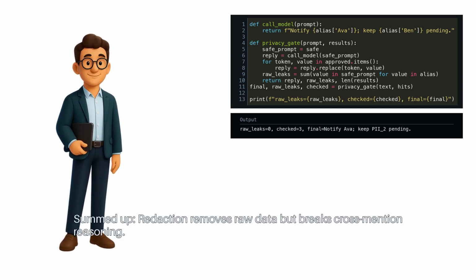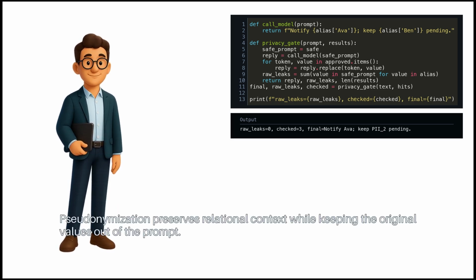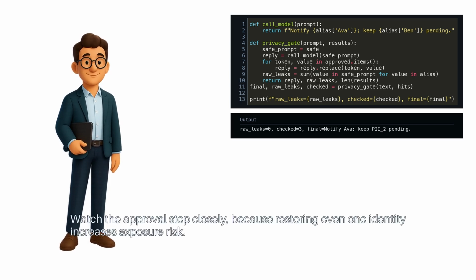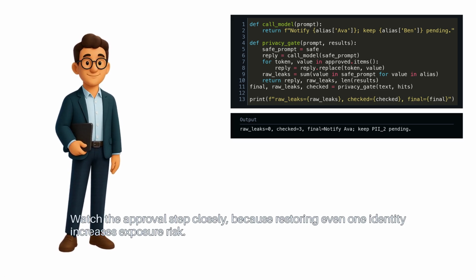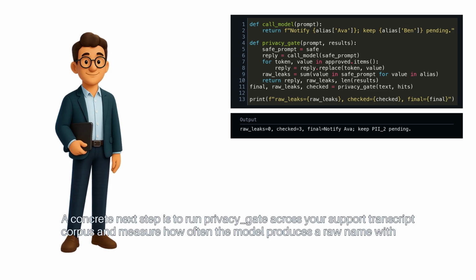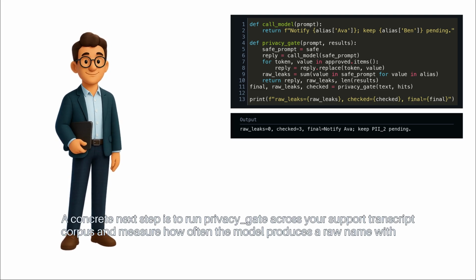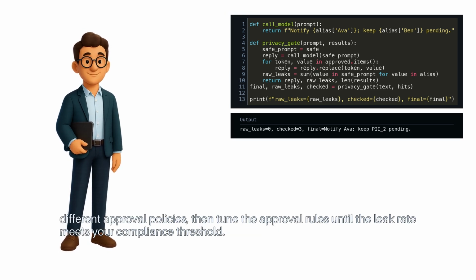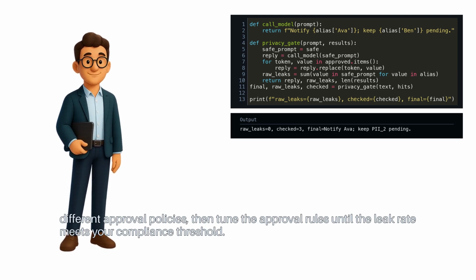Summed up, redaction removes raw data but breaks cross-mention reasoning. Pseudonymization preserves relational context while keeping the original values out of the prompt. Watch the approval step closely, because restoring even one identity increases exposure risk. A concrete next step is to run privacy bait across your support transcript corpus and measure how often the model produces a raw name with different approval policies. Then tune the approval rules until the leak rate meets your compliance threshold.